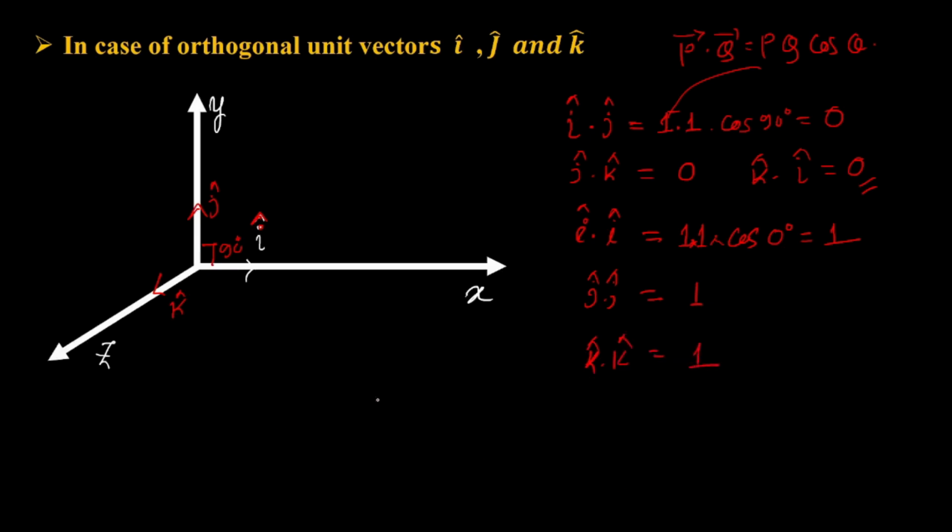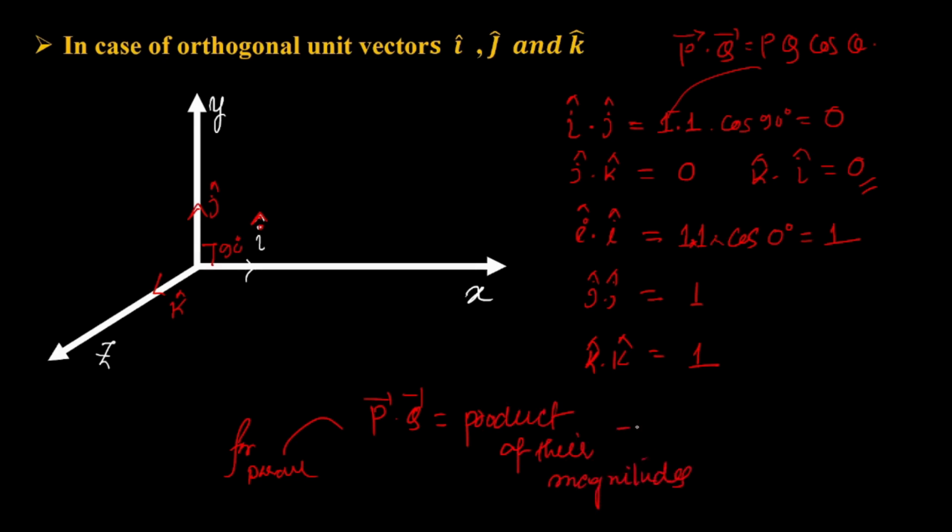That means if you have two vectors P and Q and they are parallel, the dot product is equal to the product of their magnitudes only. So this is equal to the product of the P and Q magnitudes.